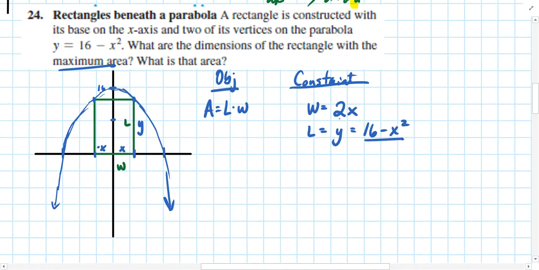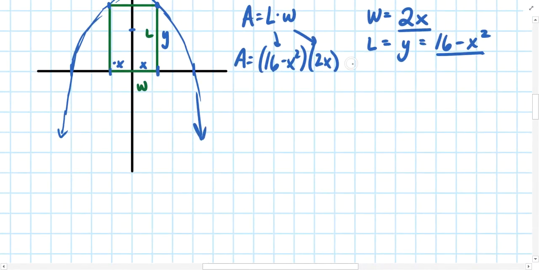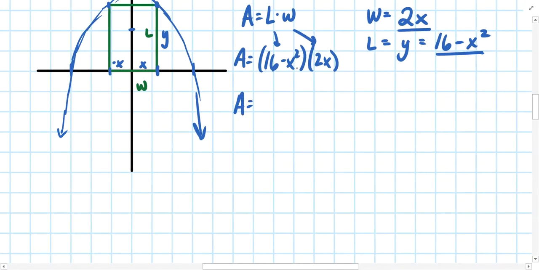And I prefer this equation and this equation because now I can rewrite my objective in terms of a single variable, in this case the letter x. So our area formula very easily could be written as 16 minus x squared times 2x, because that is our length and width multiplied together. And if we're looking for the maximum area, then we need to find the derivative of this function. Certainly we can find the derivative now using the product rule, but this isn't too bad, so I'll probably just multiply these two together and use a series of power rules.